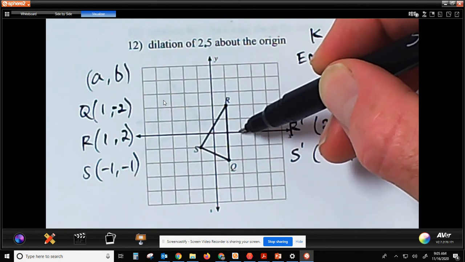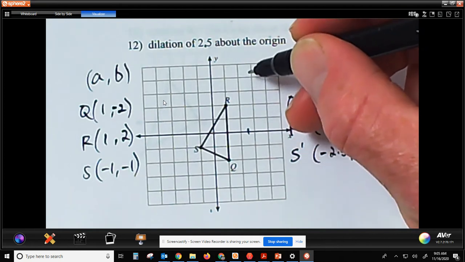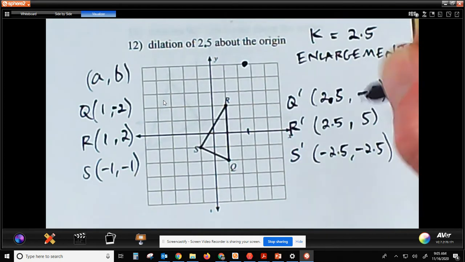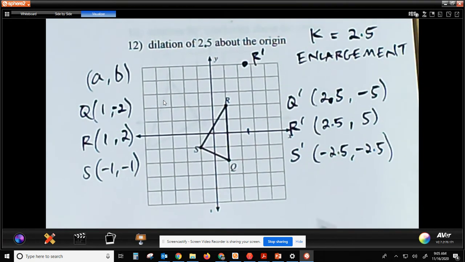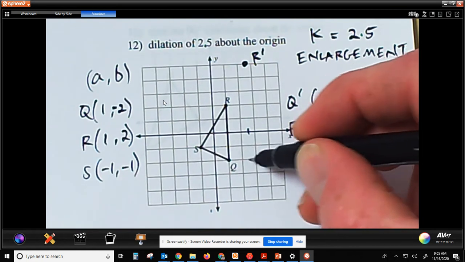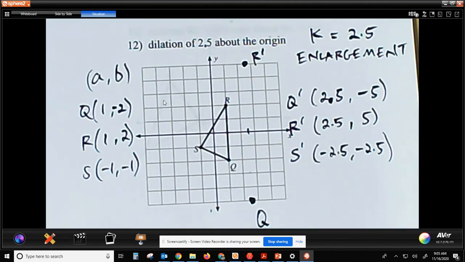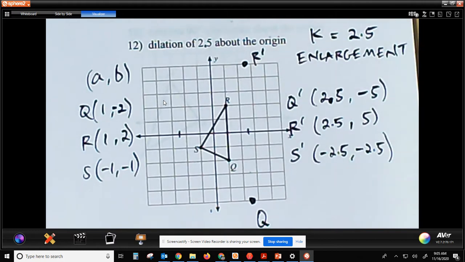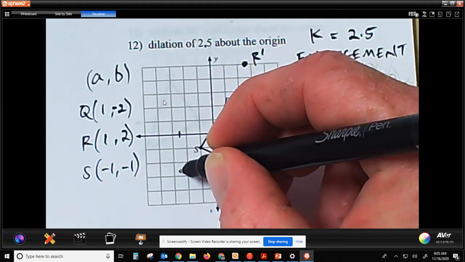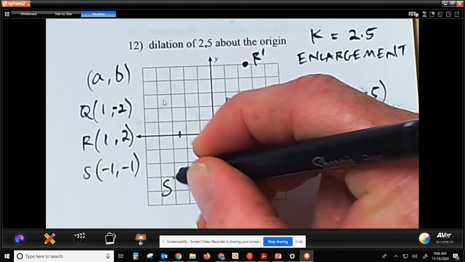Over 2.5, okay, so that's kind of this mark, and up 5. 1, 2, 3, 4, 5. Up 5, that is my R prime. Over 2.5 and down 5. 1, 2, 3, 4, 5. This is my Q prime. Negative 2.5, negative 2.5. Over here, it's this hash right here in between. 1, 2, 3, in the middle of the box. And that should be my S prime.